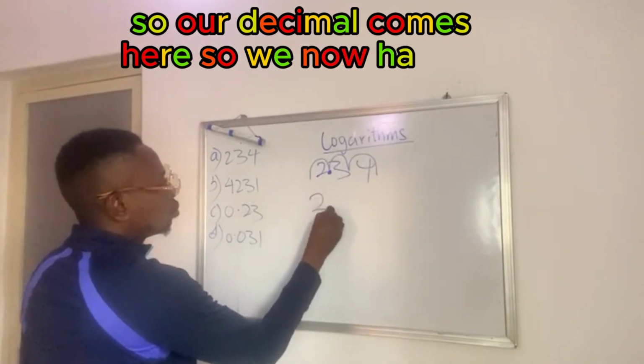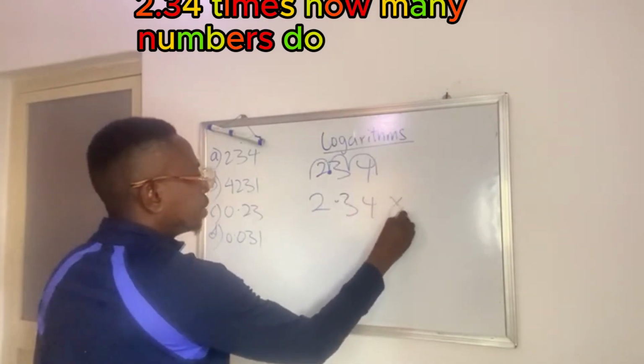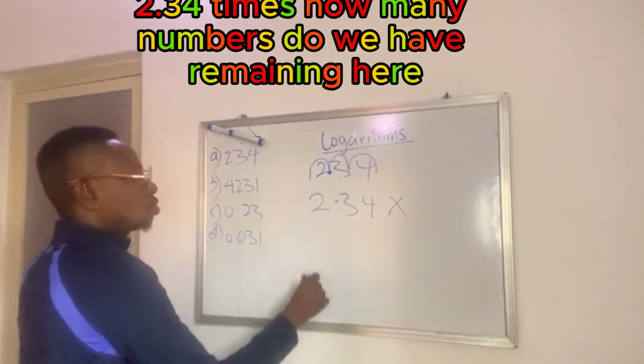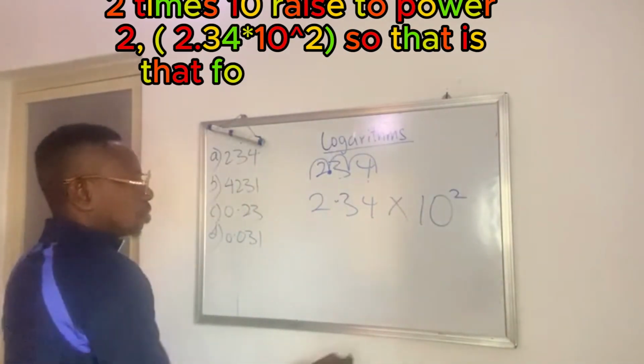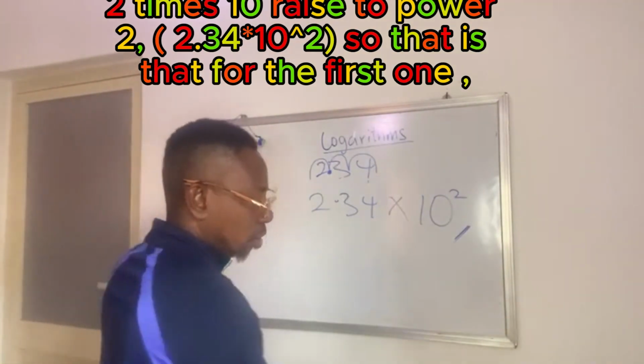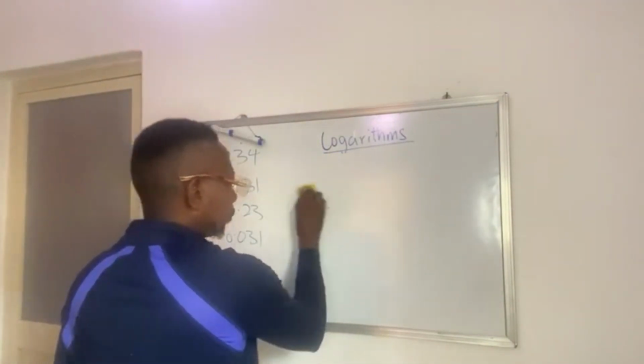So we now have 2.34 times, how many numbers do we have remaining here? 2. 10 raised to power 2. So that is that for the first one. Let me write it up so we can solve the other one. I think that is so easy.